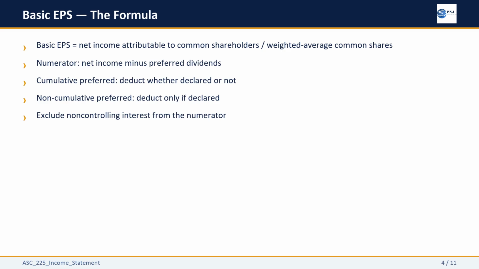The basic EPS formula looks straightforward. Divide net income by weighted average common shares. But the numerator is where people trip up. You do not use total net income. You use net income attributable to common shareholders. That means subtracting preferred dividends. For cumulative preferred stock, you deduct the dividend whether or not it was actually declared this period. For non-cumulative preferred, you only deduct it if it was declared. And if there are non-controlling interests, their share of income is excluded. Basic EPS belongs to the parent's common shareholders.